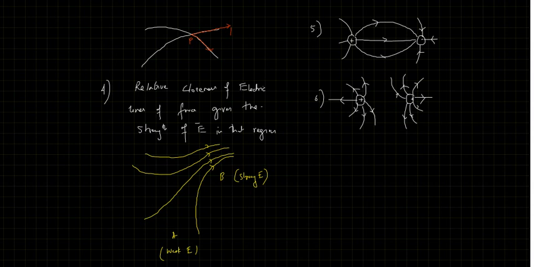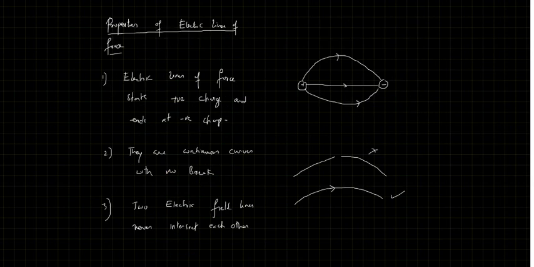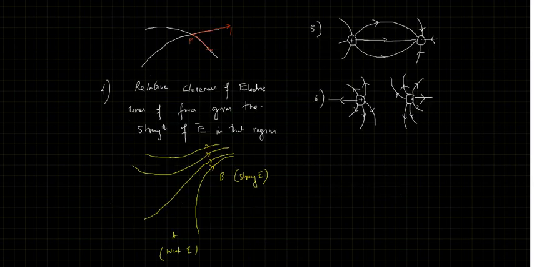So these are the properties of electric lines. Because two electric field lines can never intersect, they will be moving away from each other. So for that, they can expand laterally, sidewise. Okay. These are the properties of electric lines of force.